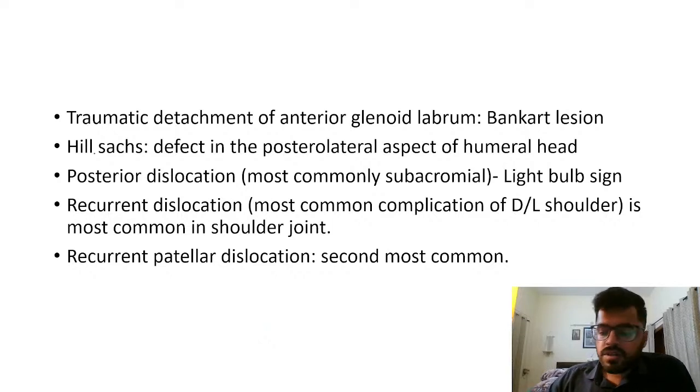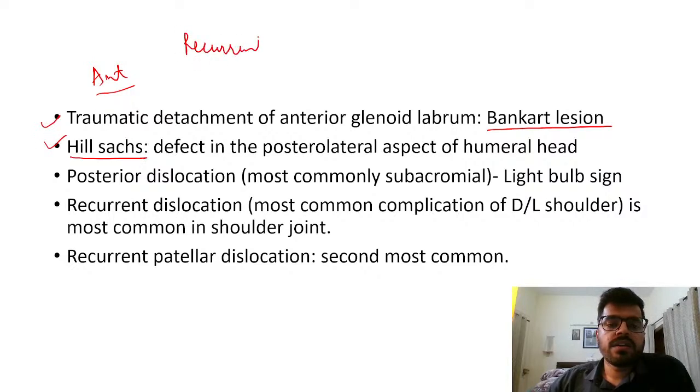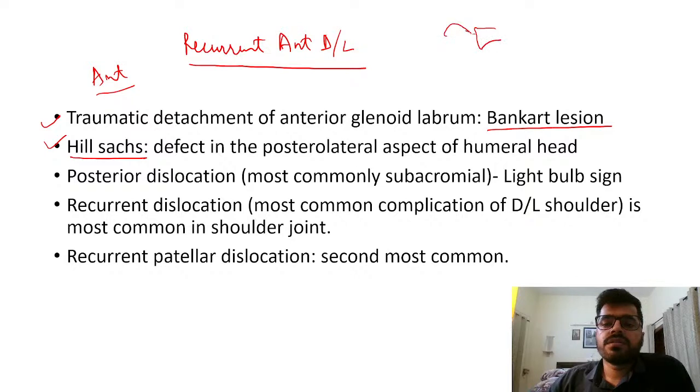So now we are going to discuss anterior dislocation, rather recurrent anterior dislocation. There are two lesions, Bankart lesion and Hill-Sachs lesion, which are associated with recurrent anterior dislocation. So what are they? Suppose this is the glenoid and this is the humeral head.